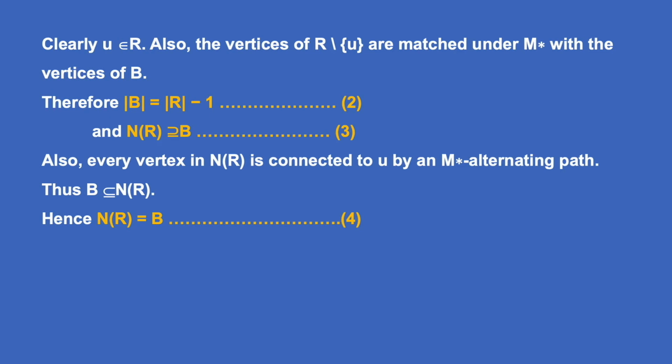Take this as equation 2, the first equality as equation 1. And N of R contains B, take this as equation 3. Also, every vertex in N of R is connected to U by an M star alternating path. Thus, B is a subset of N of R. So, by combining the equations that we already have, N of R is equal to B. Have this as a fourth equation.